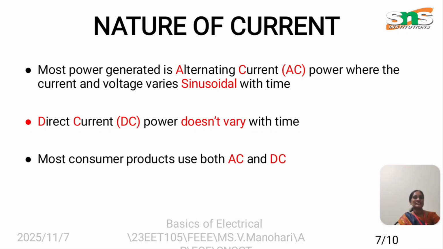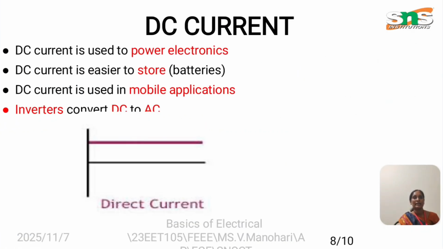DC stands for direct current. So the current flows in only one direction. It does not change with time. We use DC in batteries, power supplies, laptops, even in a solar panel. The best thing is it is easy to store in batteries, but when we need AC power, we use a device called an inverter. The inverter converts the DC to AC.